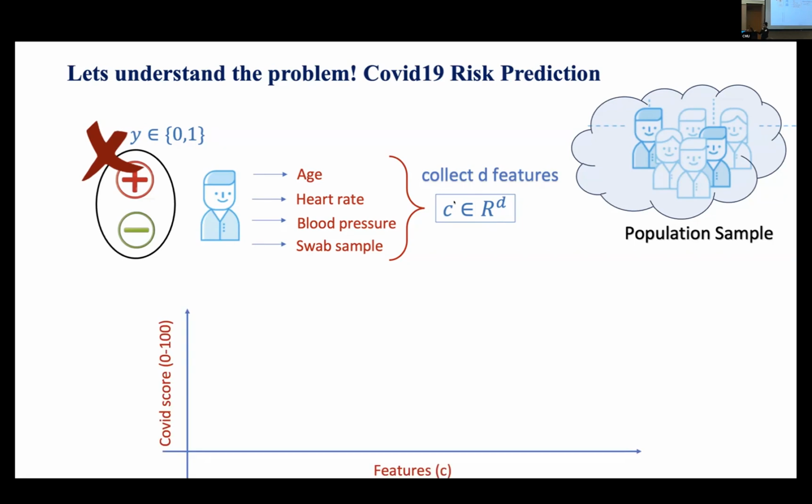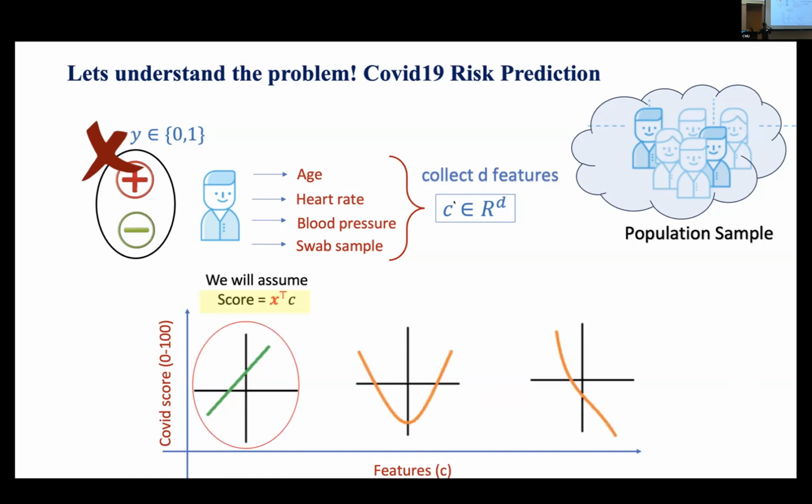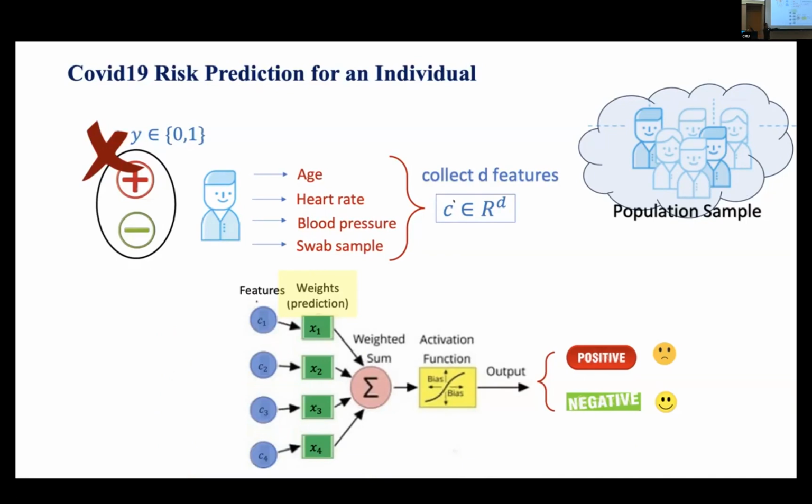This is very basic machine learning. In the x-axis I have features, and I want to predict the scores; that's what my prediction is going to be. I can try to fit a linear function, or I can fit some non-linear functions as well. To keep matters simple, let's assume the actual COVID score of the patient is a linear function of their features. The features are represented by a vector C, some d-dimensional vector, and I want to learn a linear predictor X which transforms all the features to a COVID score observation. This is a very simple prediction model.